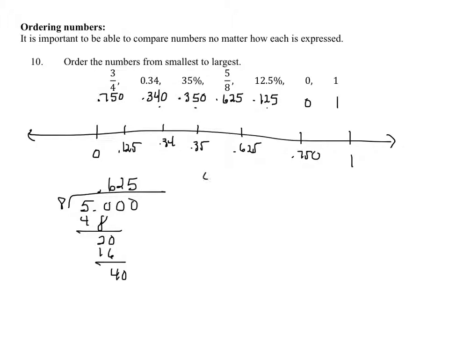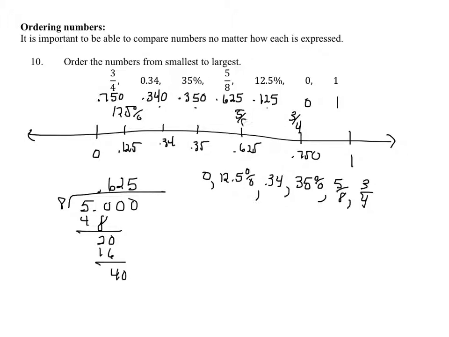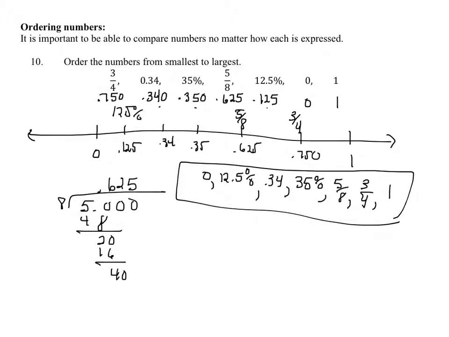You're going to write the smallest is 0. The next is 12.5% because that is the representation for 0.125. The next one will be 0.34, and the next one is 35%. Then the next one is going to be 5/8. And then, last but not least, the next one's going to be 3/4, because that's the 0.75 here, right? And last but not least will be 1. So that's how you would have to input it into your My Math Lab in the original form.